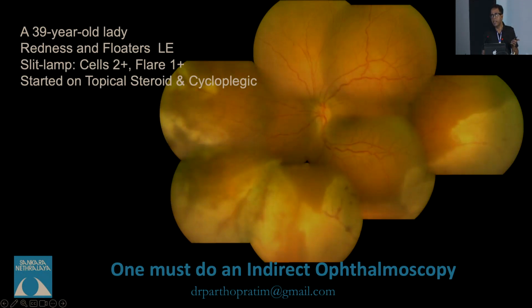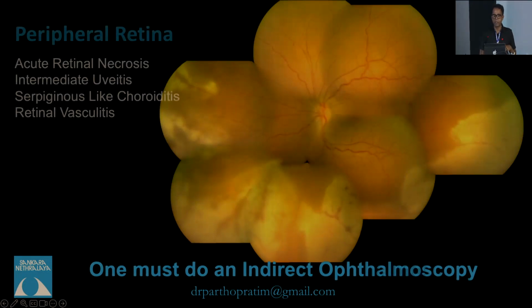What was that? Any postgraduates? This is acute retinal necrosis. So you can miss acute retinal necrosis if you are not examining the periphery, and if you try to decode it only by your slit lamp examination, you will diagnose it as anterior uveitis. So indirect ophthalmoscopy is a must.